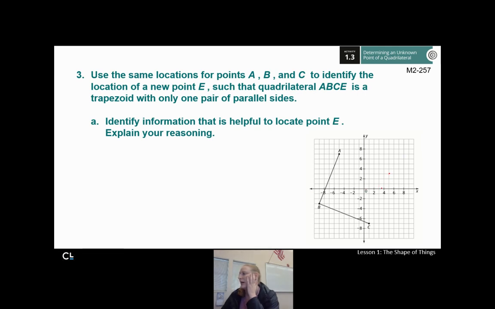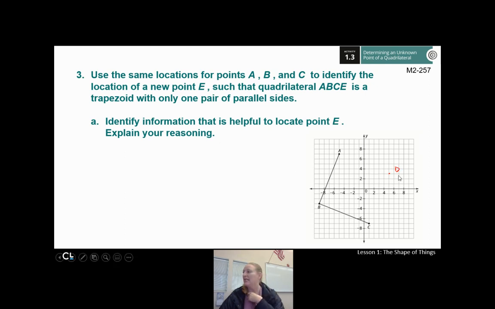That would make it a square, right? But notice it doesn't want a square anymore. So using the same locations for points A, B, and C, identify the location of a new point E. And notice we want quadrilateral ABCE to be a trapezoid with only one pair of parallel sides.